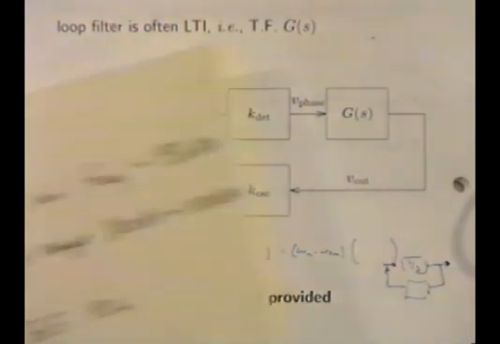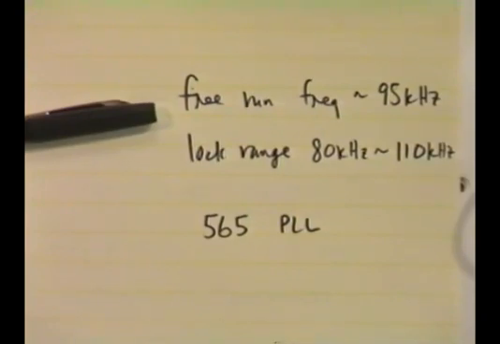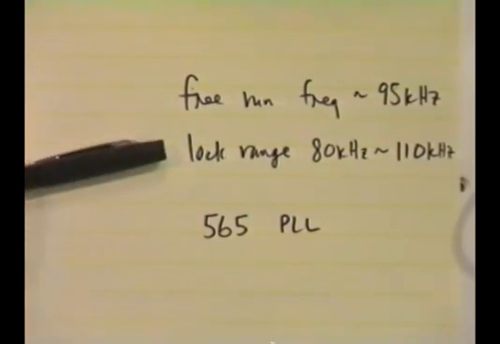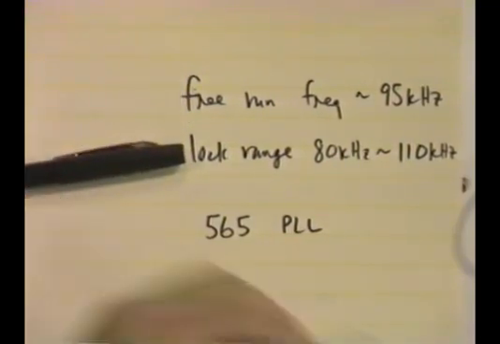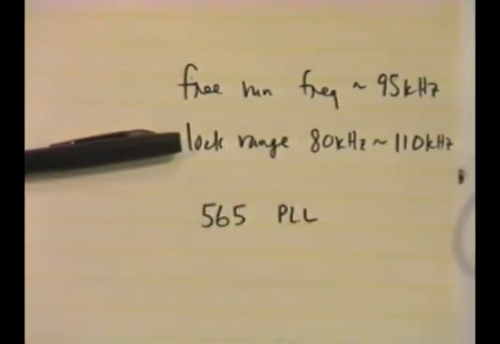This one was set up so that the free running frequency is around 95 kilohertz, something like that. And the lock range is about plus minus 15 kilohertz. That's actually a considerable range, more than you would normally have. Most PLLs actually do their work with a lock range that's plus minus 1%, or in some cases, way less, like plus minus 0.01%. I don't know what type of applications actually require plus minus 15%. I can't actually think of any.